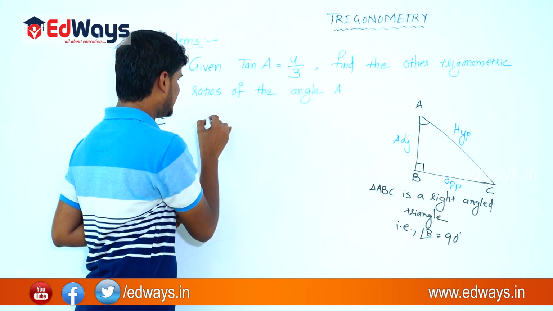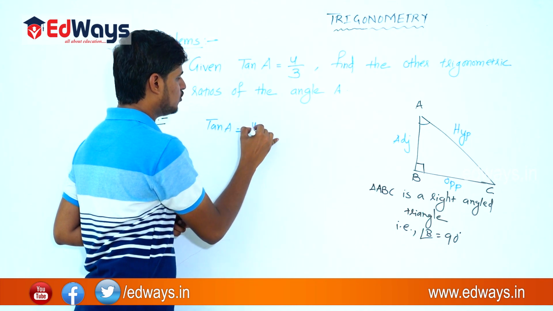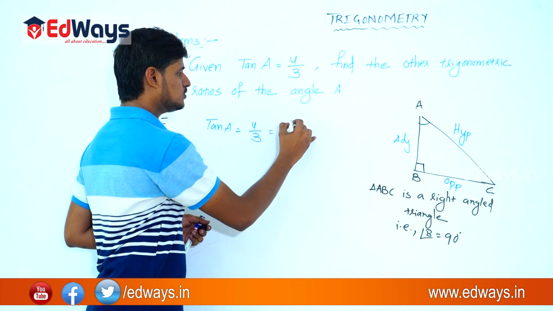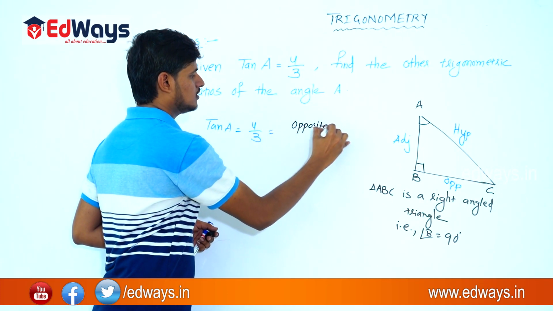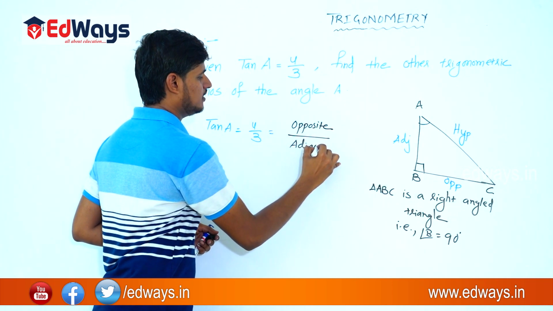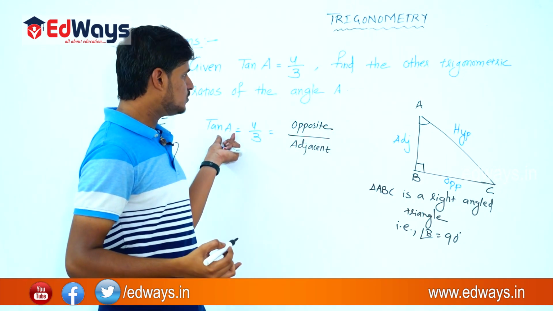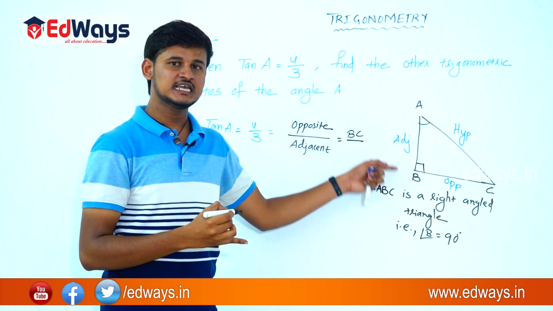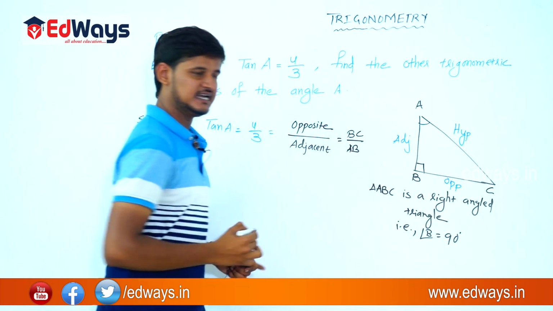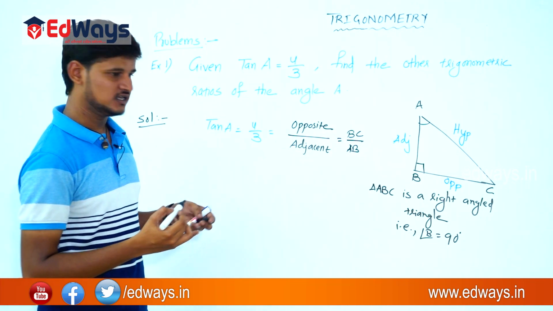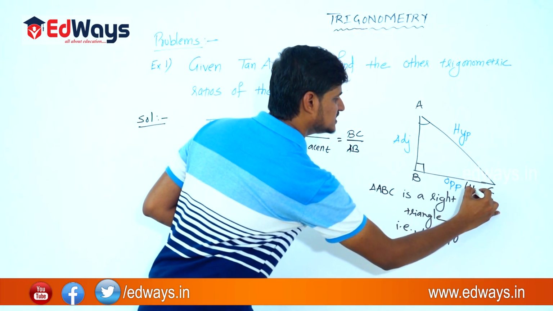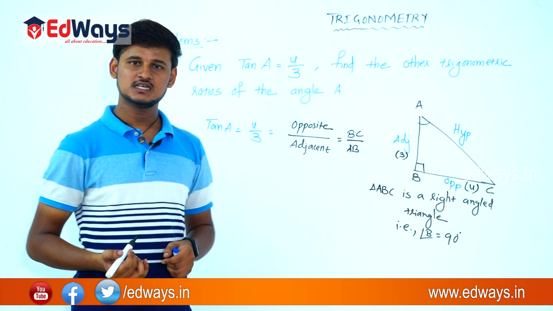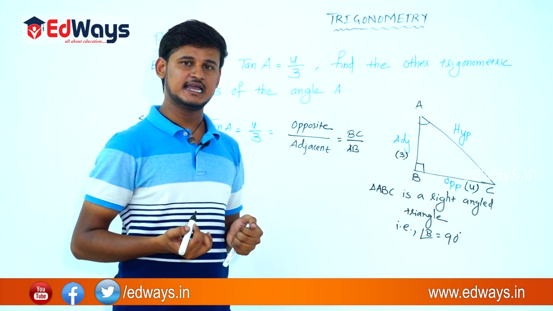Now they gave tan A is equal to 4 by 3. So what is the tan trigonometric formula? Tan is equal to opposite side by adjacent side, right? So with respect to A, what is opposite? That is nothing but BC, by adjacent side is AB, right? So these values they gave as 4 and 3. So from here I can write the opposite side is 4, and the adjacent side is 3. Yes, now I know two sides of the right triangle.